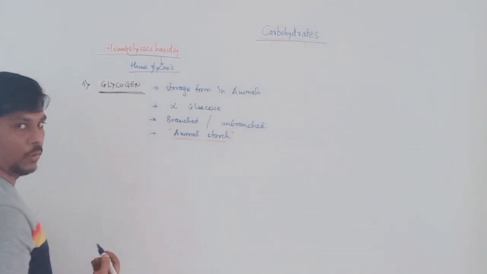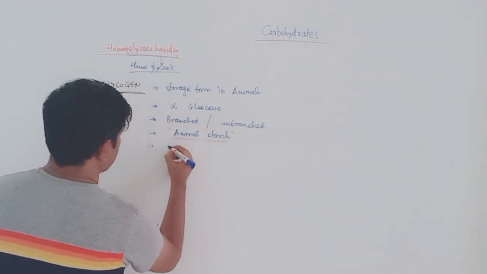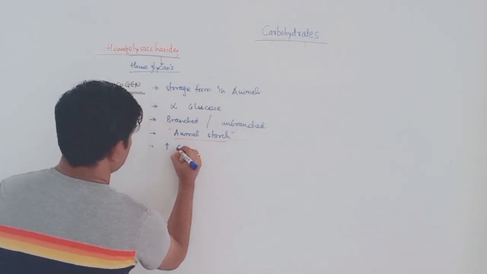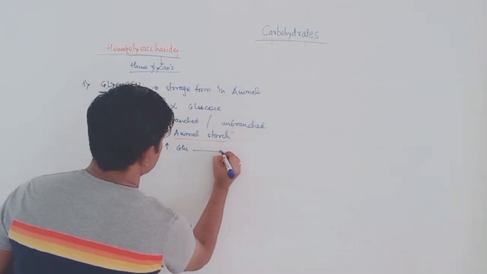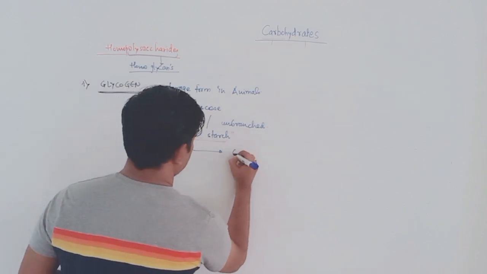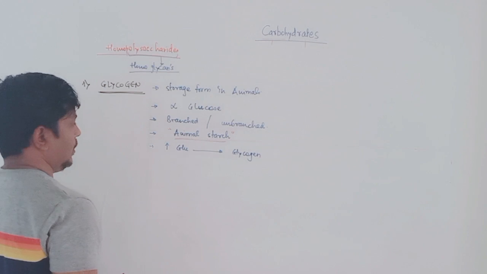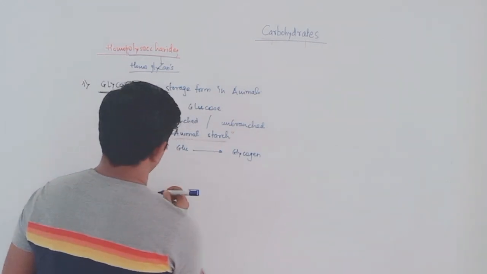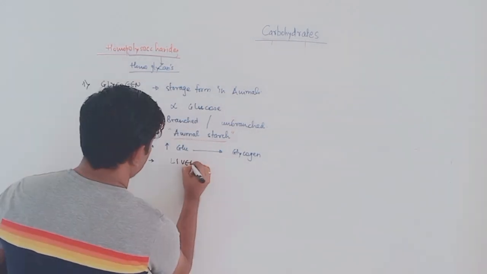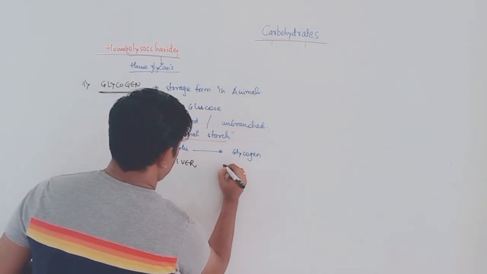And in our body, whenever there is excess of glucose, that glucose is stored in the form of glycogen. What are the main organs? Liver and muscles.